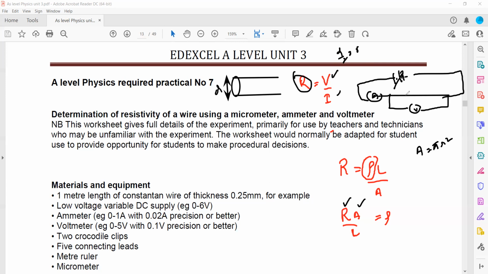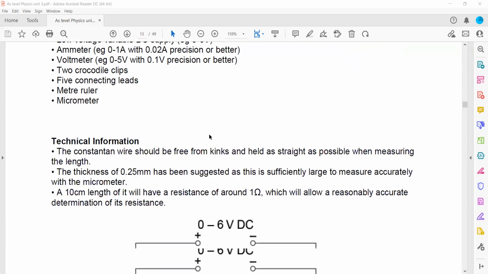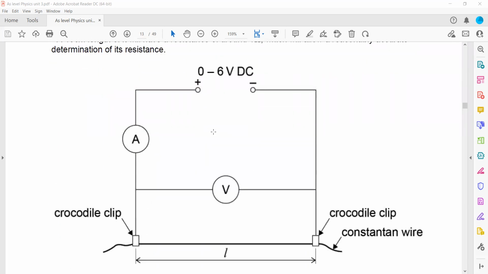And how to measure the length? Using a meter rule or a meter scale, we can determine the length of the wire which we are using for the experiment. So we have all the parameters, and using these we can work out the resistivity of this material. Resistivity means the resistance of a wire which has a length of 1 meter and area 1 meter square.